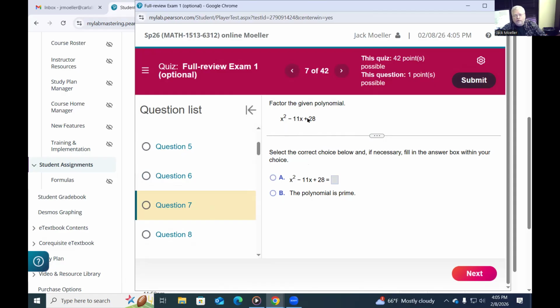But remember, when you're looking for the signs of these trinomials, always look at the constant first. So that's a plus 28. The only way that you can multiply two numbers and get a positive is with the same sign. They either need to be plus plus or minus minus. Since that's a minus 11, it's going to be minus minus. Good. If you get those signs wrong, you can waste a ton of time on factoring trinomials specifically, because if your signs are wrong, your numbers are never going to be right.